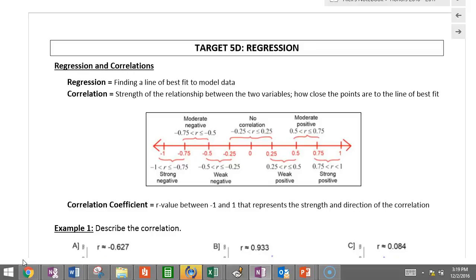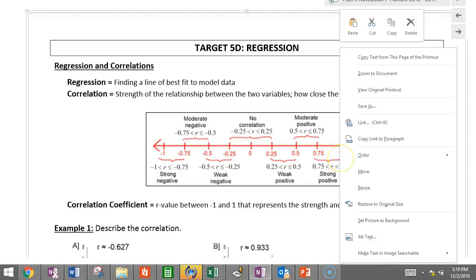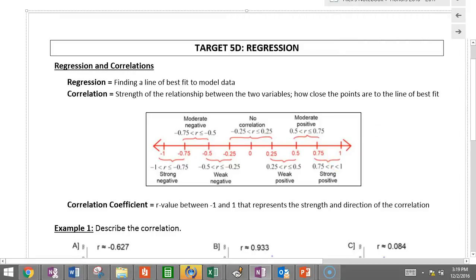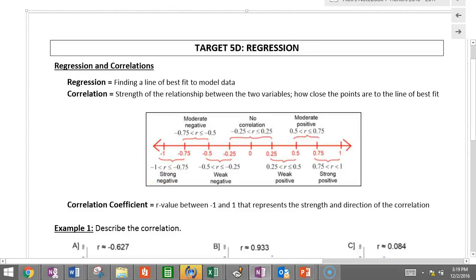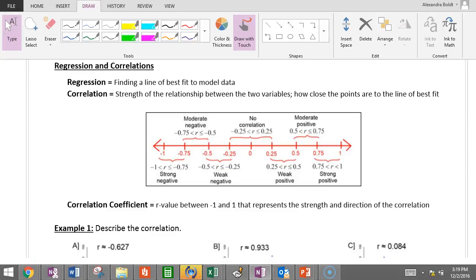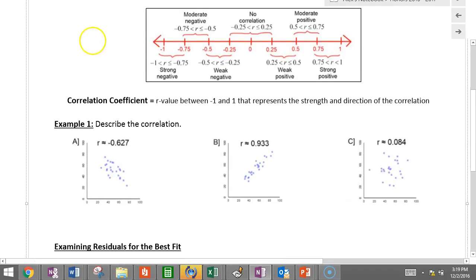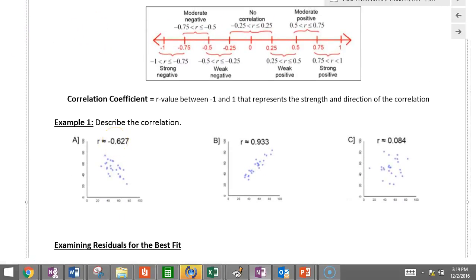If you look at this chart, the closer it is to 1, the closer it is to positive 1, you find it's a strong positive correlation. The closer it is to negative 1, it's a strong negative correlation. The closer it is to 0, that's no correlation. If it's close to 0, it means there's no correlation. So let's look at an example. Let's look at these examples.